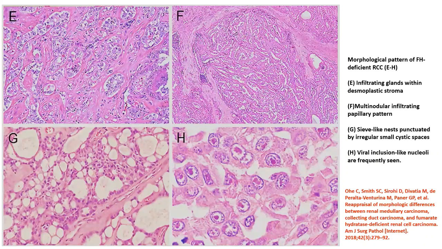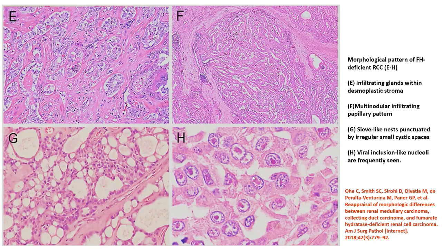Just as you see in the case of collecting duct carcinomas, you could sometimes have an infiltrating gland going within the desmoplastic stroma. You could also have, as you see in image G, a cribriform pattern. So you could have a sieve-like cribriform pattern with small cystic spaces also within that. And characteristically, the cells have a very prominent nucleolus with a prominent clearing around this particular nucleolus, giving rise to a perinucleolar halo.